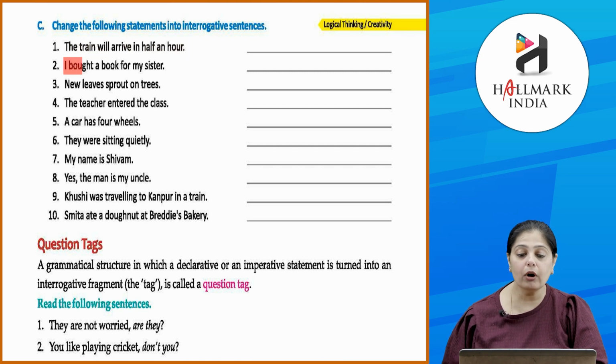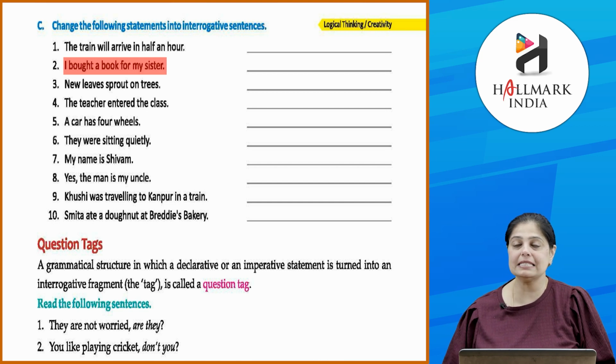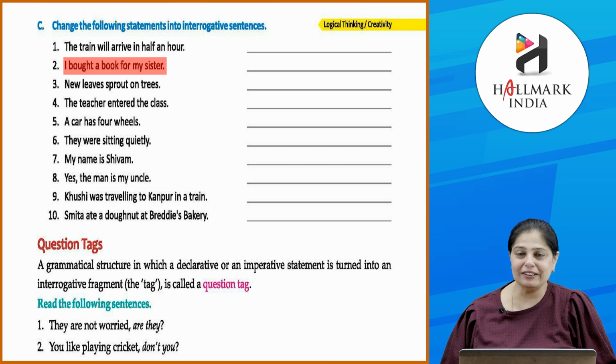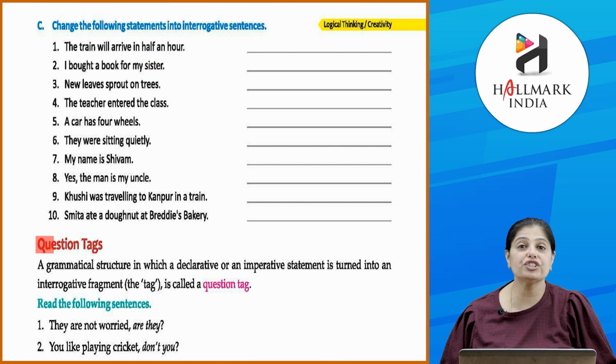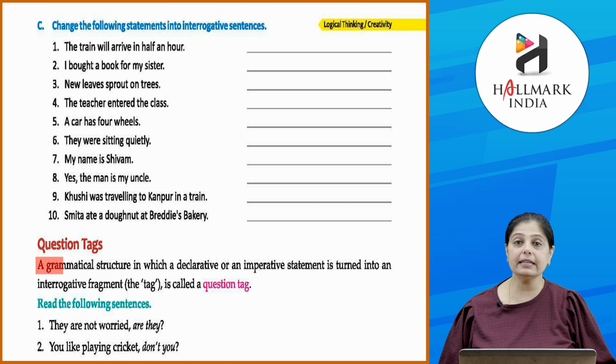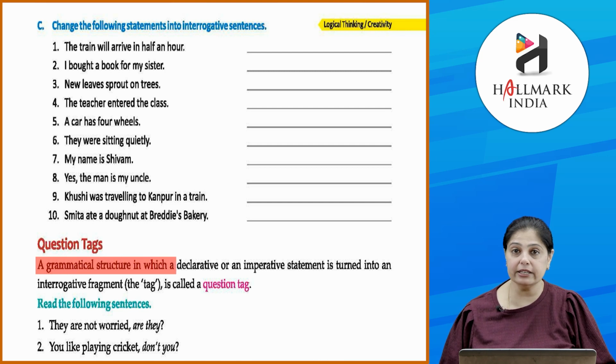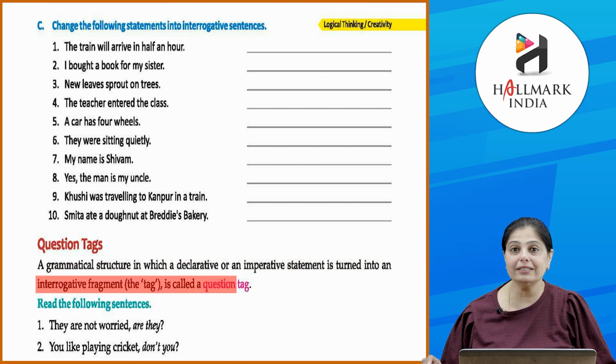Alright? I bought a book for my sister. What did you buy for your sister? Clear? तो ऐसे ही आपको आगे वाले अपने आप करने हैं. They are pretty easy and you all can do it. Alright? Now let's look at question tags. Okay? A grammatical structure in which a declarative or an imperative statement is turned into an interrogative fragment. The tag is called a question tag.